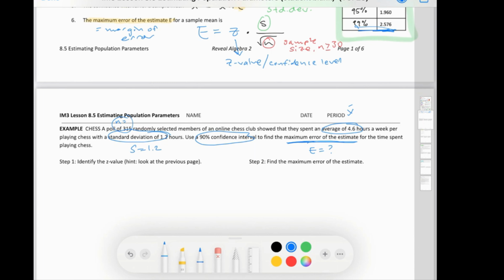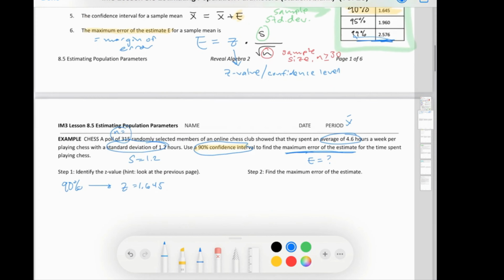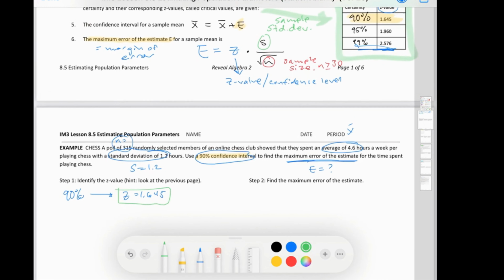Step number 1, find the z-value. With a 90% confidence interval, we're going to use the z-score of 1.645. So 90% is equal to z equals 1.645. Let's go ahead and box that. And then let's get our formula from the previous one. Find the maximum error of the estimate. Well, that's just E, and you might just want to use the previous formula. Well, you can do my favorite, magic. Look at that. Just have to do a little bit of erasing there.